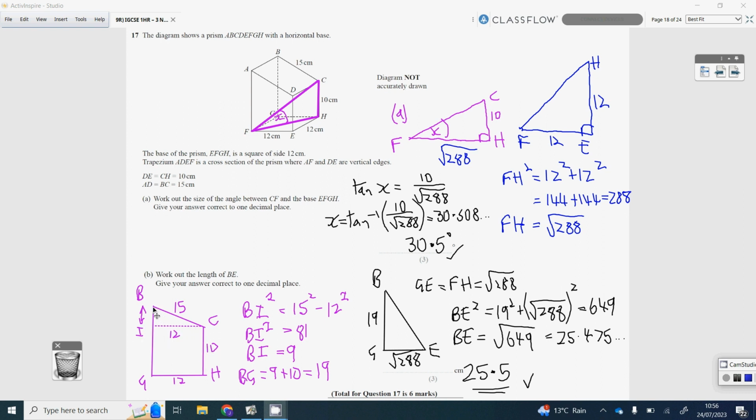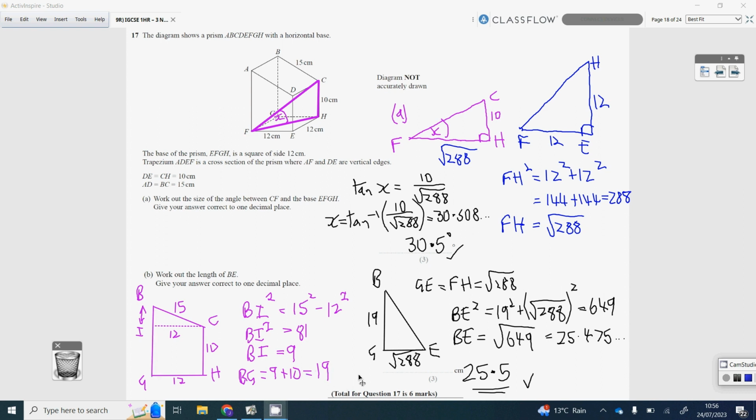So I can work out this little length from B to I by doing a take-away Pythagoras, because I've got this little right-angled triangle here, and 15 is the hypotenuse. I'm working out one of the shorter sides. So B to I squared equals 15 squared take away 12 squared. So B to I equals 9. Therefore, the length all the way from B to G is going to be 9 plus 10, which is 19.